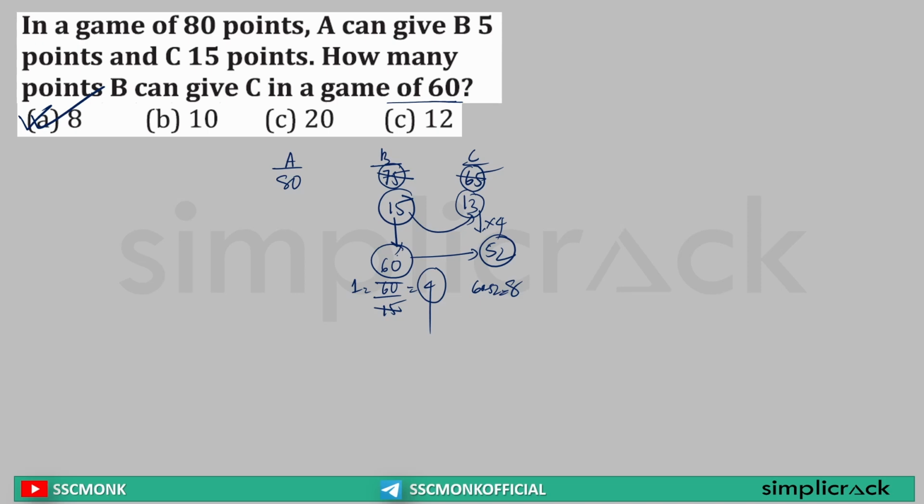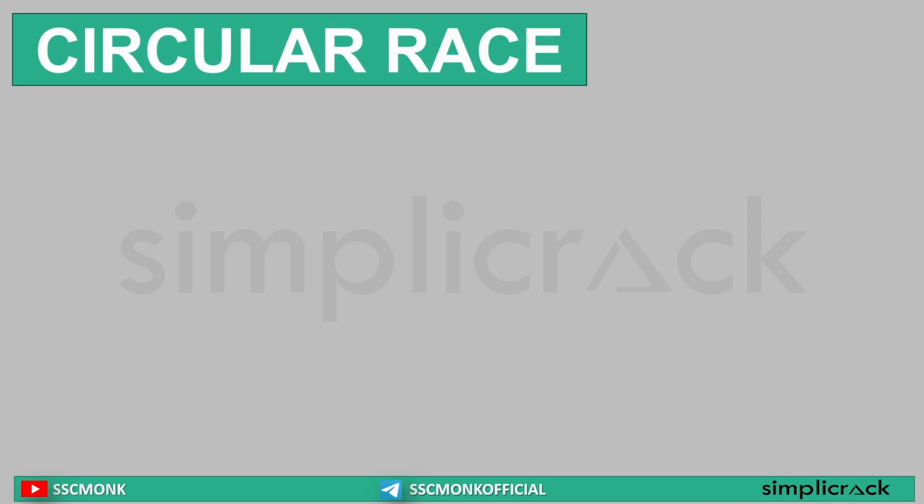Done? Sorted? Next. This is circular race. Linear race seems a bit difficult, but it is already defined. In the same way, circular race is also defined. It is all about understanding the language. Once you understand the language, nothing is tough for you, because you know what is what and what is not. Now, understand this carefully.